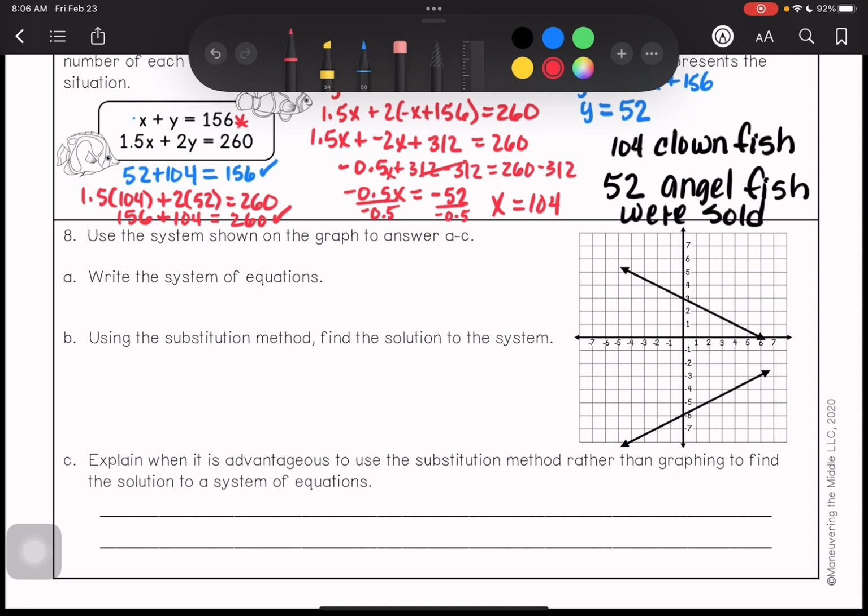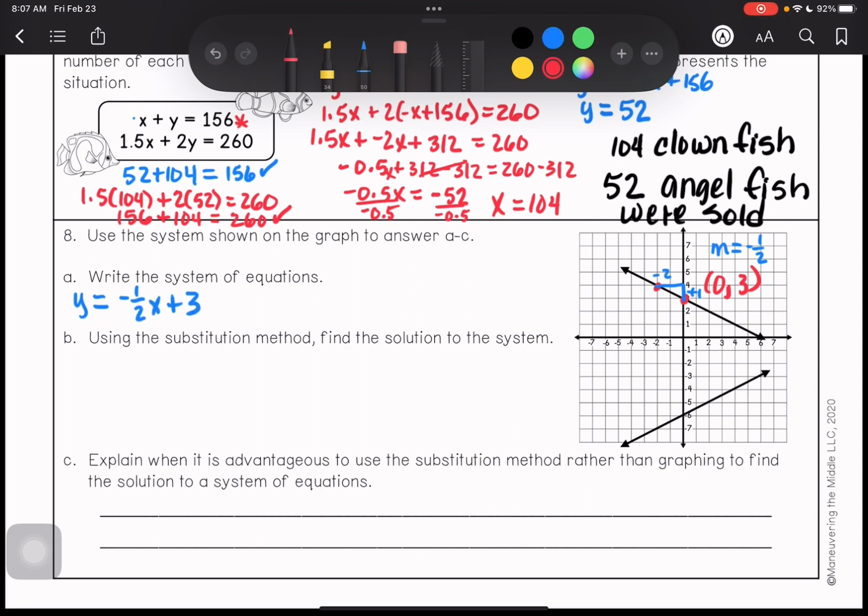Okay, first of all, you have to look here. I have my y-intercept is 3, and my slope is a rise of 1 and a run of negative 2. So for this line, my slope is negative 1/2. So the first equation is y equals negative 1/2 x plus 3.